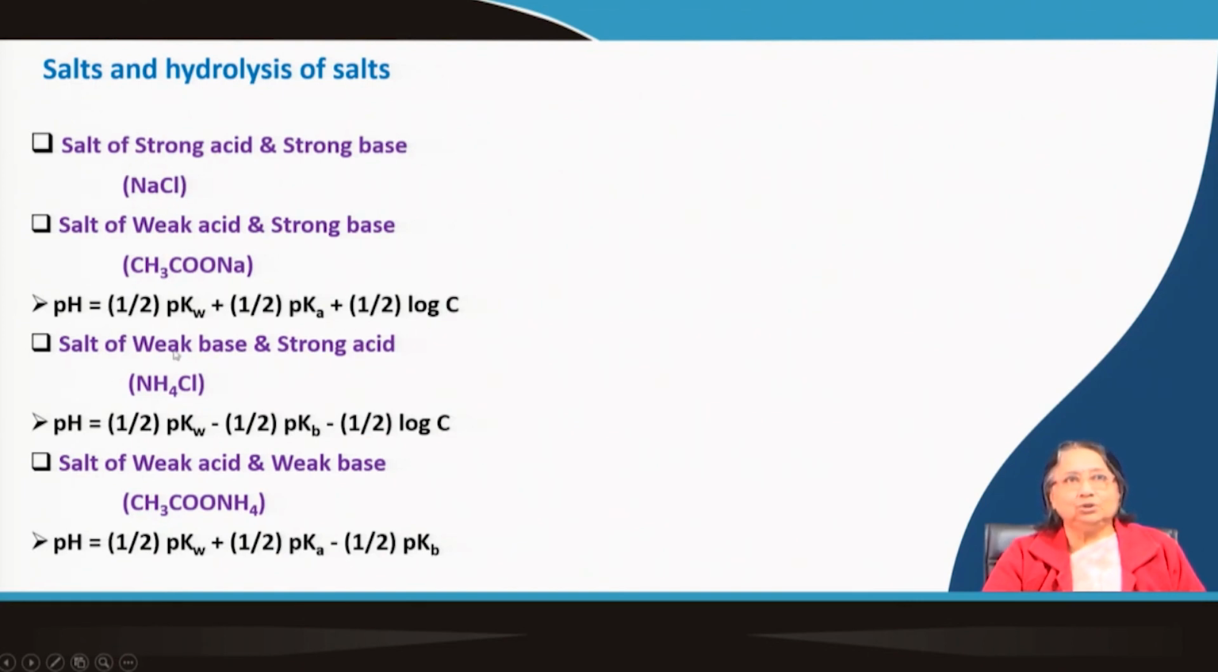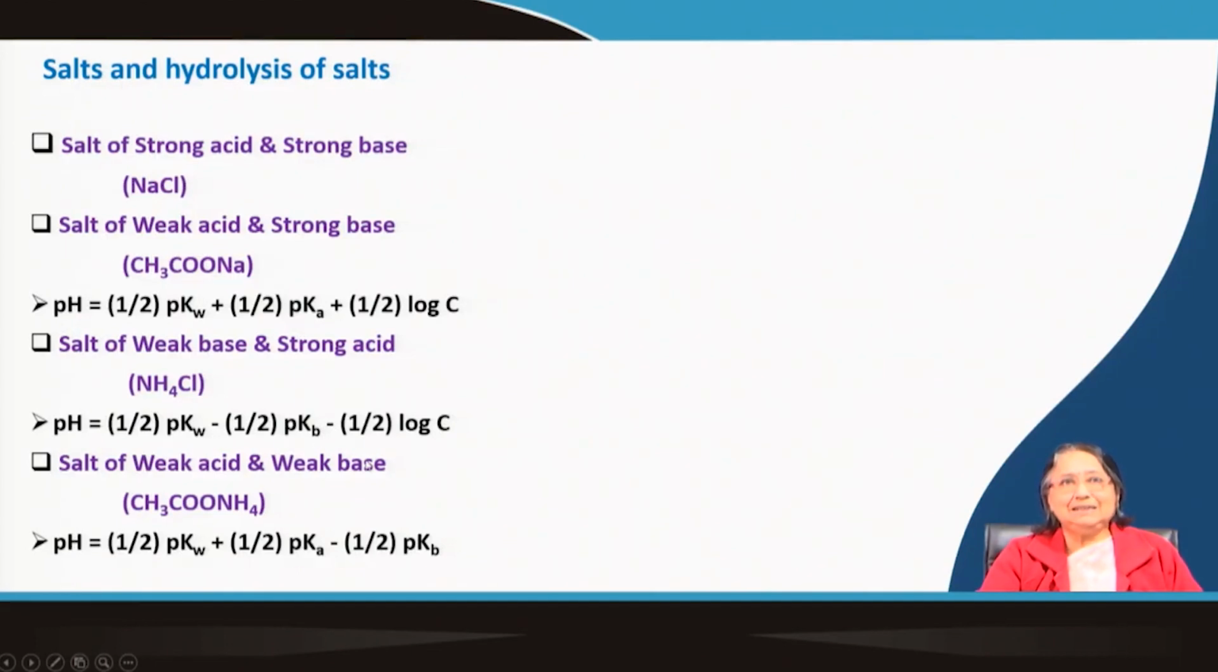Similarly, if it is a salt of a weak base and a strong acid, for example ammonium chloride, you will think that if you dissolve it, it will give neutral pH, but it is not. It will give some acidic pH to the water. And how can you calculate? pH equals half pKw minus half pKb minus half log C. Same way, C is the concentration of the salt, and here ammonia is the base, so you have to use the pKb of ammonium hydroxide.